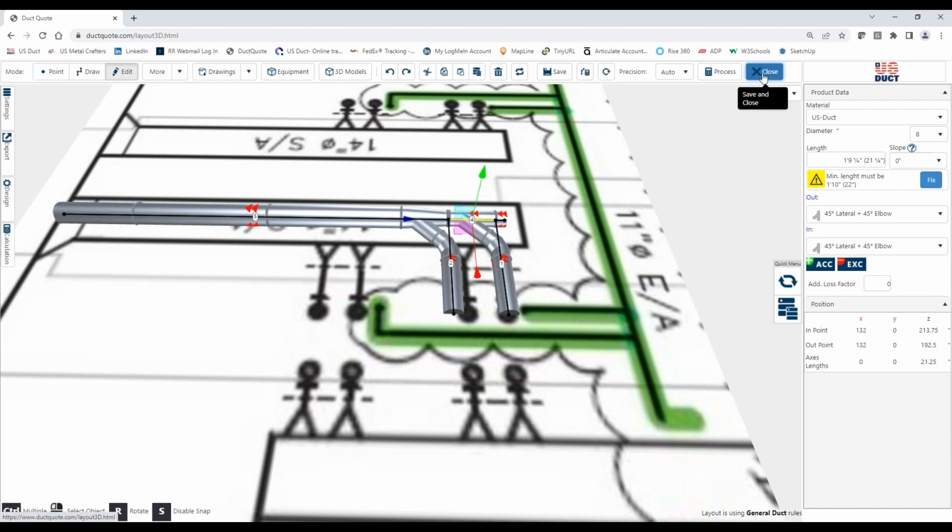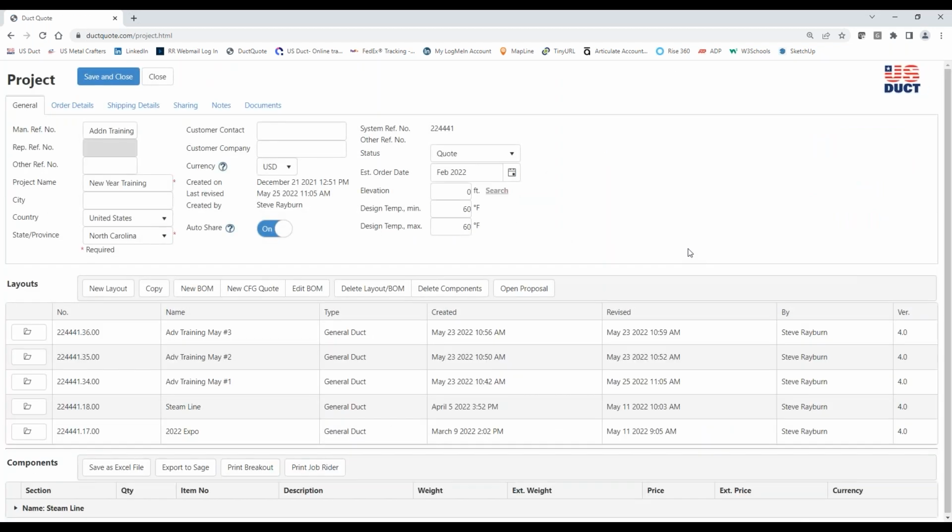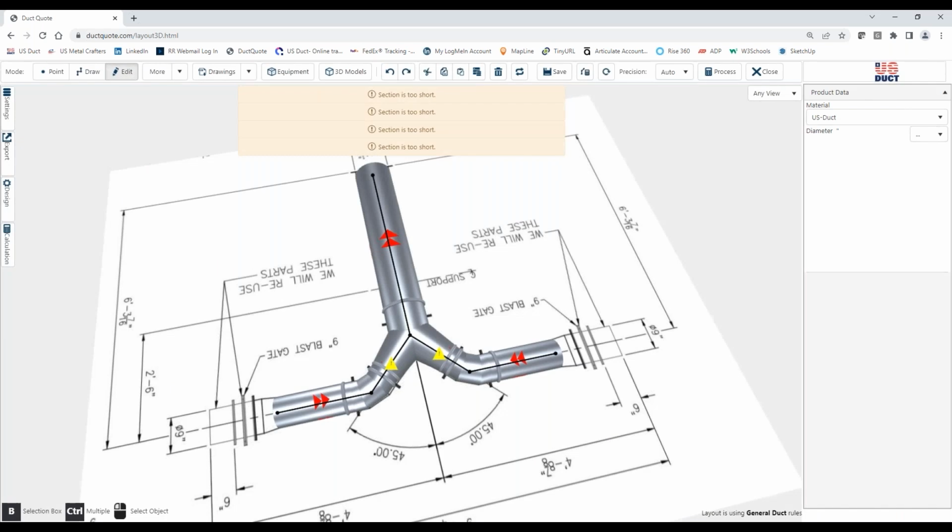Okay, so that's example one. All right, so taking a look at example two. Example two, we're going to be talking about the length of those branches.